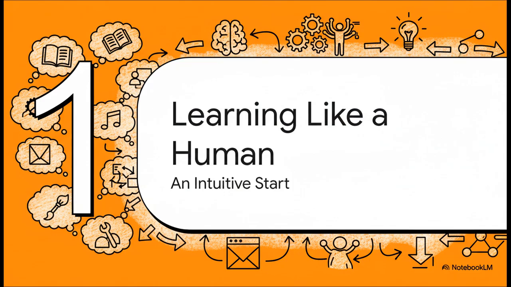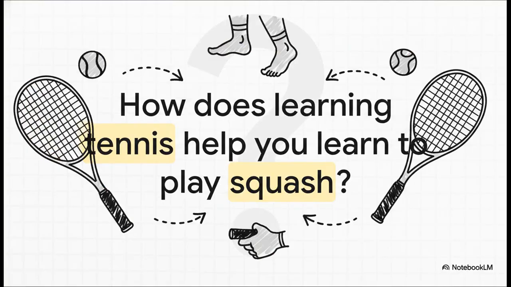Okay, so to really get our heads around how a machine learns a bunch of things at once, it helps to start by thinking about, well, how we do it. Think about this for a second. If you know how to play tennis, how does that help you learn squash? Well, a lot, right? You've already got a feel for the swing, the footwork, that hand-eye coordination, all that stuff transfers over. And that basic idea, using what you know from one skill to get better at another, that is the absolute core inspiration for multitask learning.